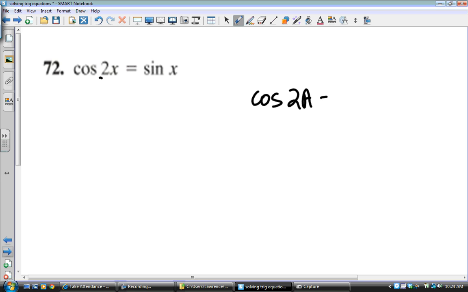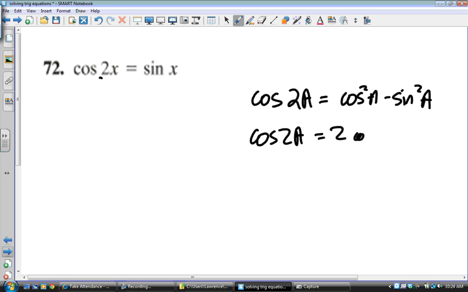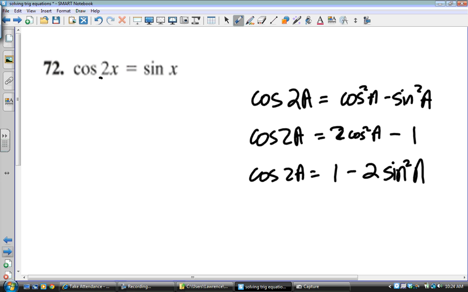Cosine 2a is equal to cosine squared a minus sine squared a. All right, what's another one? Cosine 2a equals 2 cosine squared a minus 1. And then the other one is 1 minus 2 sine squared a. Is that right? Okay, because I wasn't looking. All right. Now, which one is going to be better suited right here to put in right there?